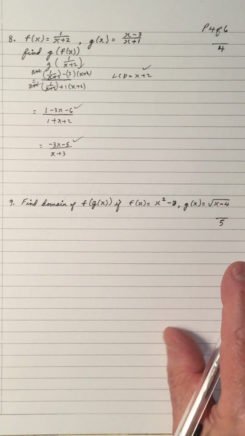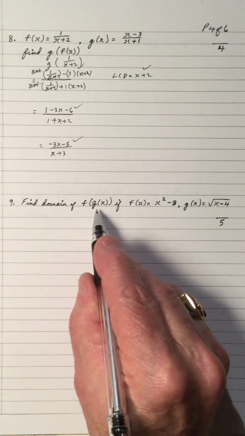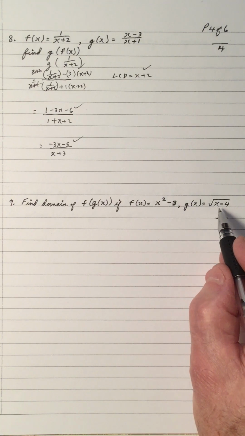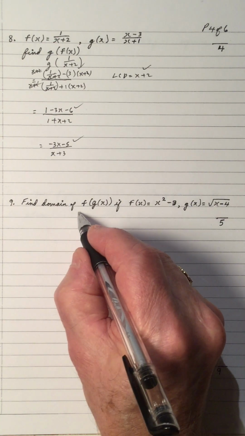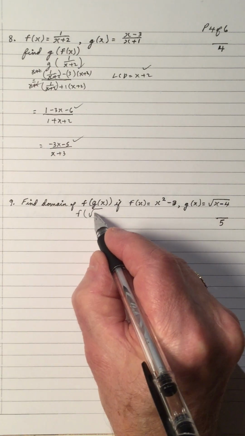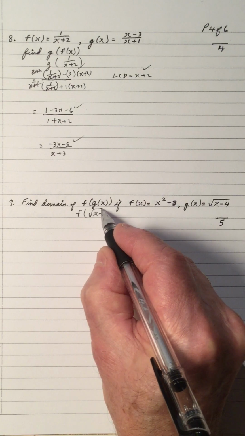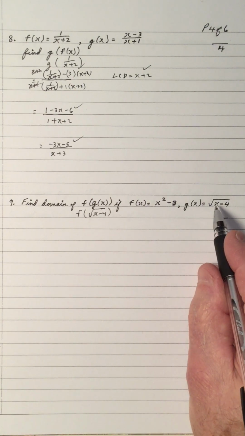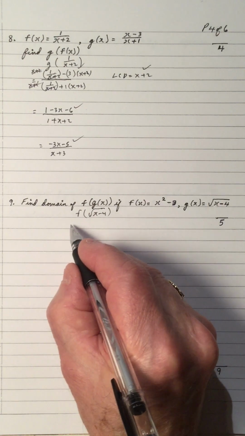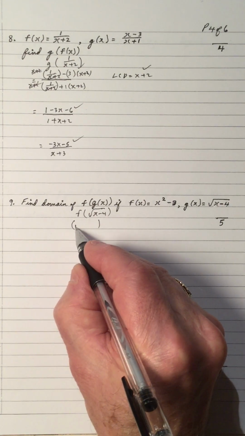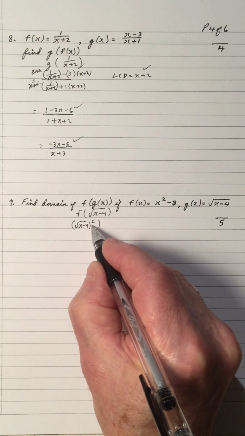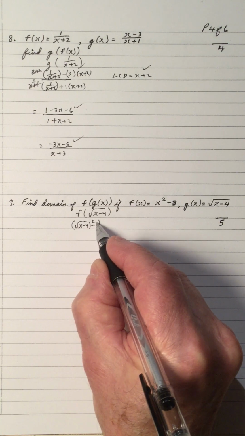Number 9, find the domain of the f of the g of x, if the f of x is x squared minus 3, and the g of x is the root of x minus 4. So that's the f of the g of x. So the g of x is the root of x minus 4. Now we have to sub the root of x minus 4 into the f. So that means the root of x minus 4 squared minus 3.